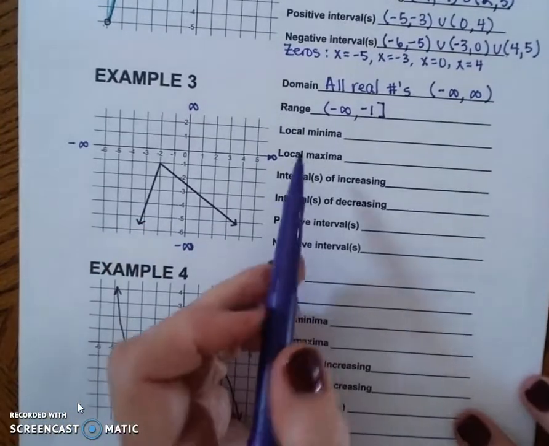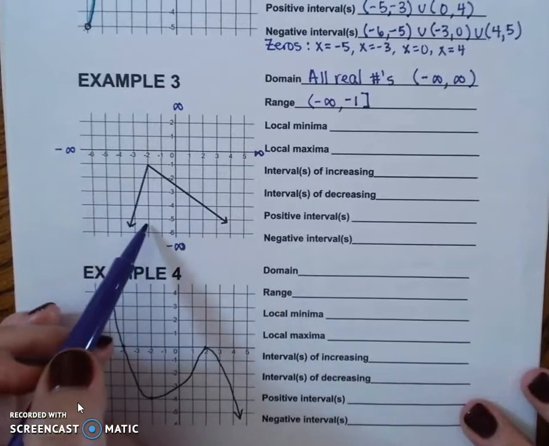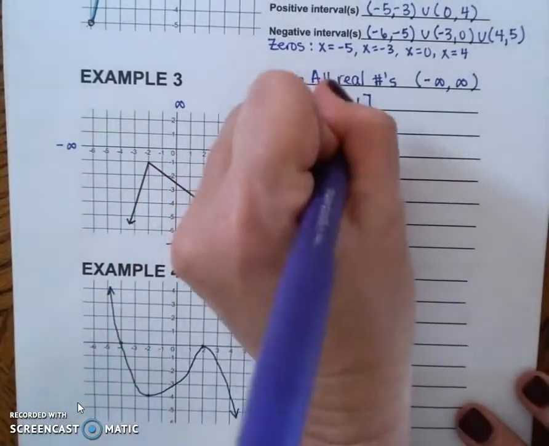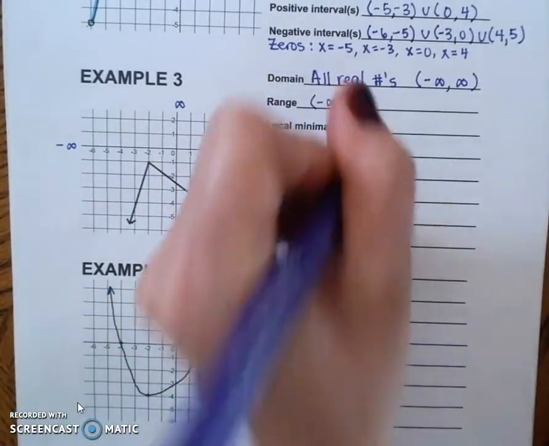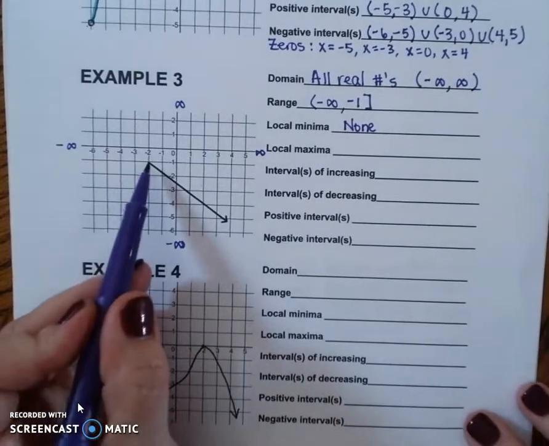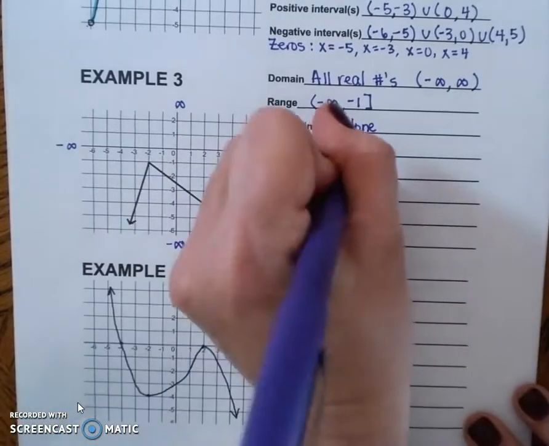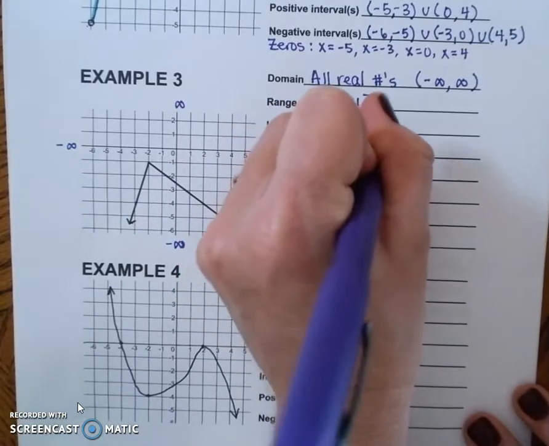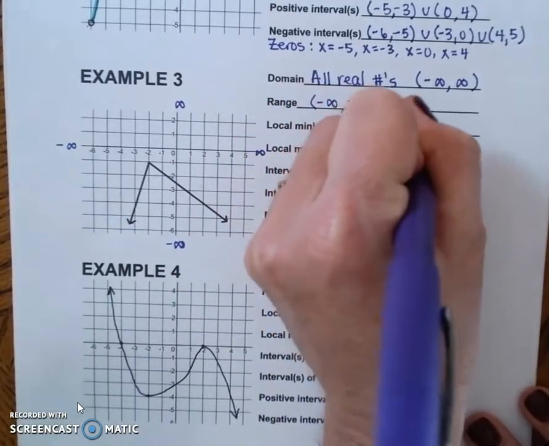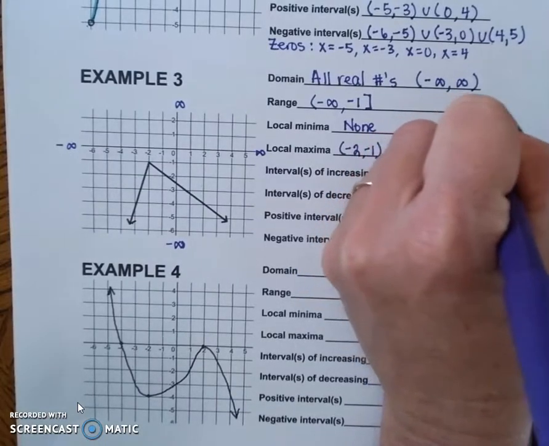So then local min, there are no minimums to this graph. So when that's the case, you're just going to put none. And then maximum, well, there's only one, which makes this an absolute max, and that coordinate is at (-2, -1). Or remember, we could just write y equals -1, and I'm just going to put out to the side, this is an absolute max.